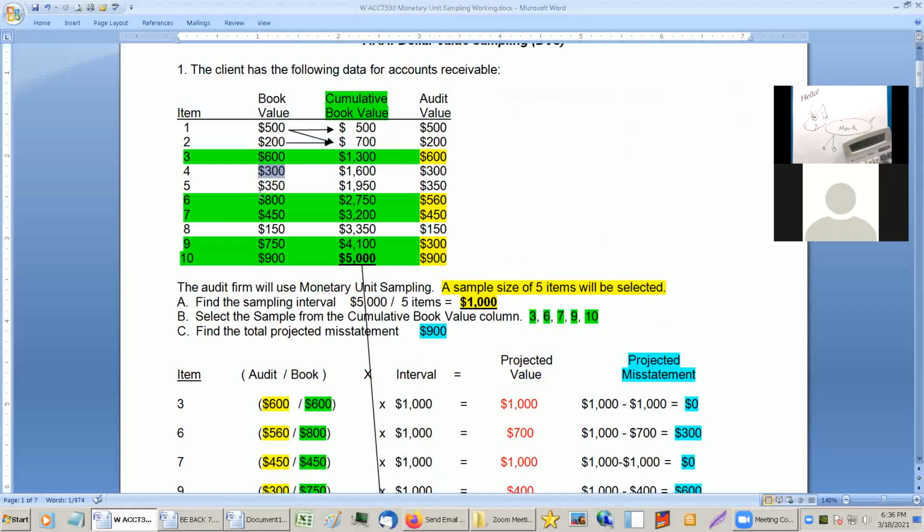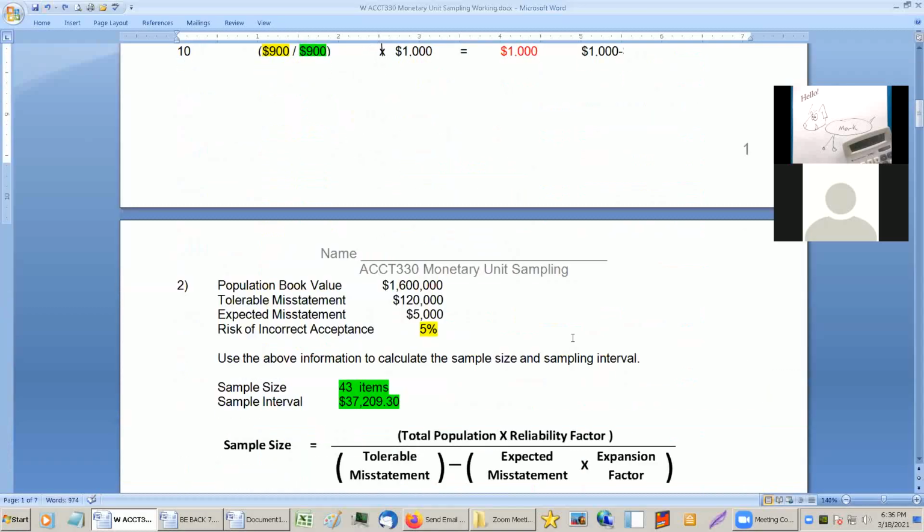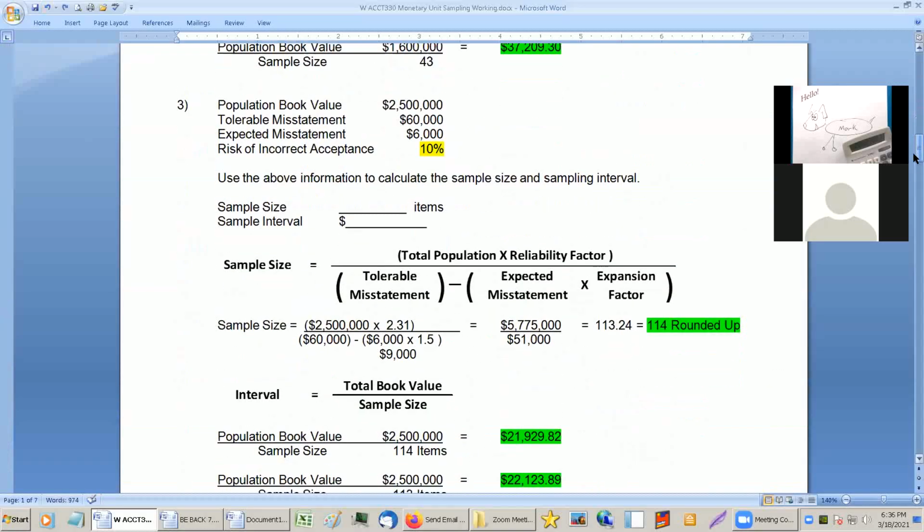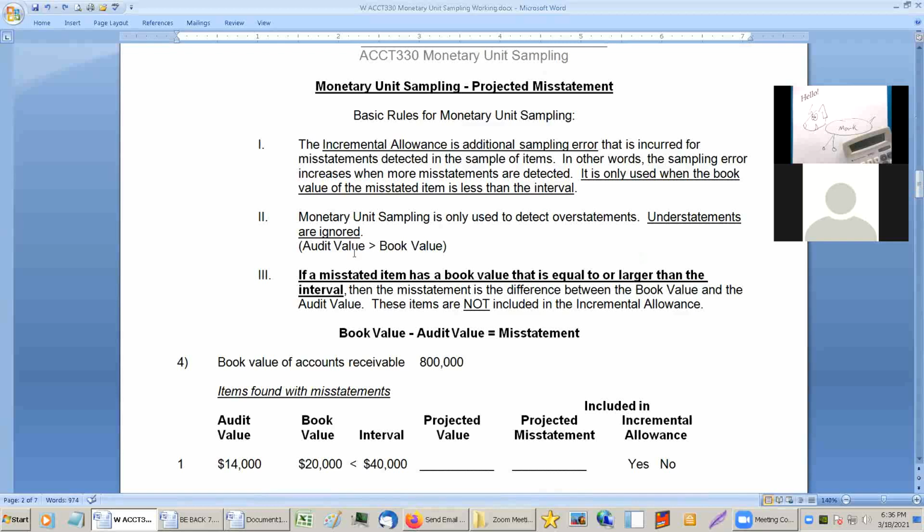For example, if this $800 book value was 0, what would be the chances of it being picked? 0. It's never going to cross the line. So it's not good at understatements. It's not used for that at all. So when we find an understatement, we ignore it.